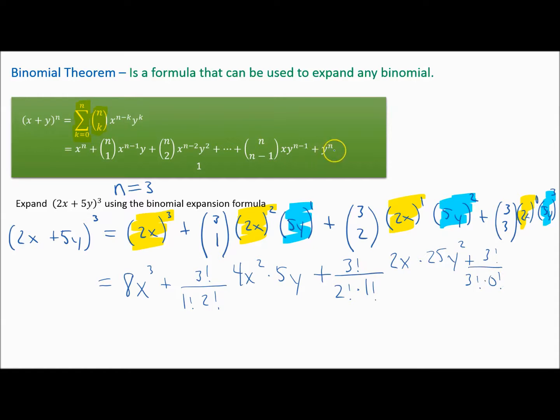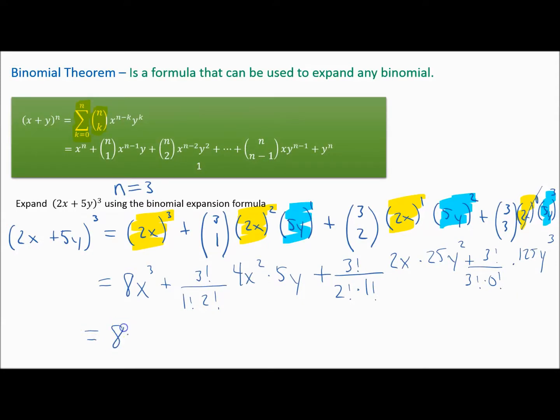Notice they didn't even put that. They just put times y to the end. So that's just going to be 1. We'll see that in a minute. This is gone. 2x to the 0 is just 1, so I'm not going to even write it. You can omit it. Times 5 to the third is 125. Y to the third is y to the third. And now we continue to simplify.